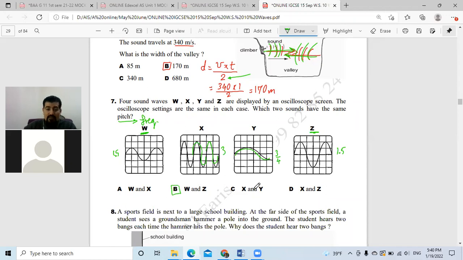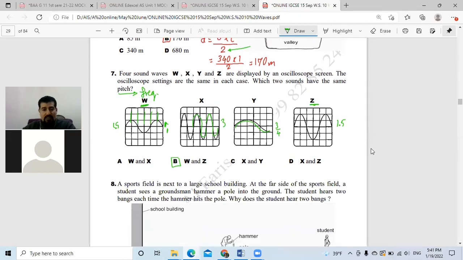So the answer is B. They didn't say the same amplitude, because with the same amplitude it would be X and Z, or W and Y. They didn't say the same loudness, meaning how much the amplitude goes up or down. They ask about the frequency, the pitch, which means during the same time. This is an oscilloscope. It has a certain time for each division on the x-axis, as you heard before, and I'm going to explain it later. Next question.